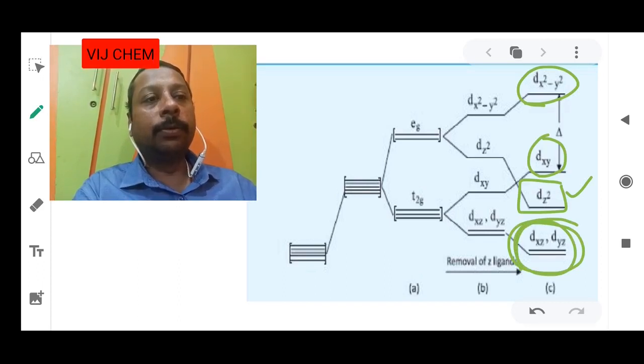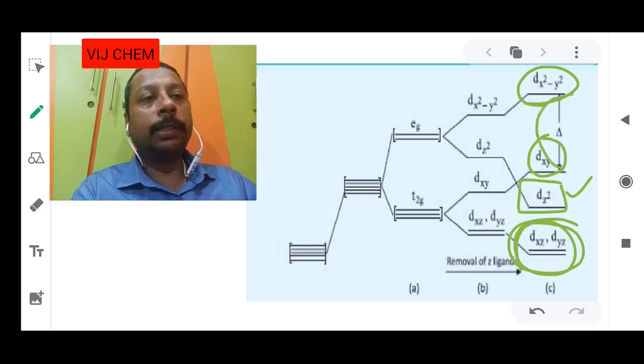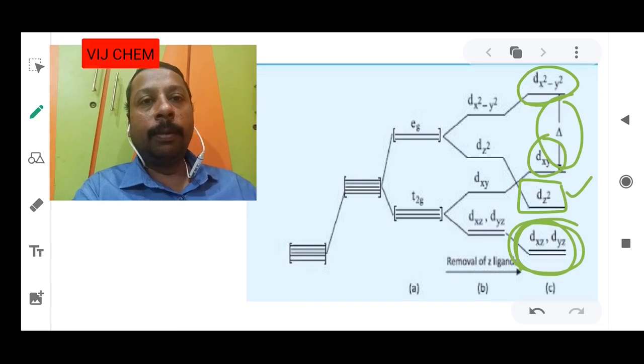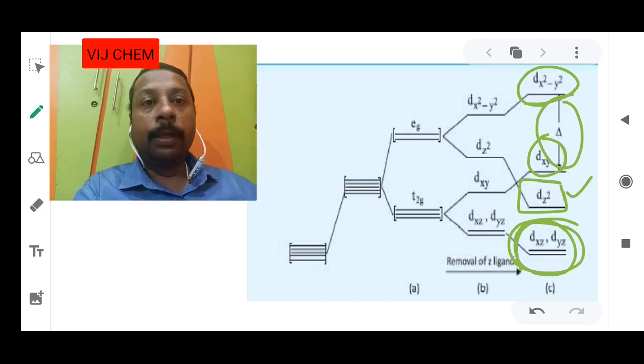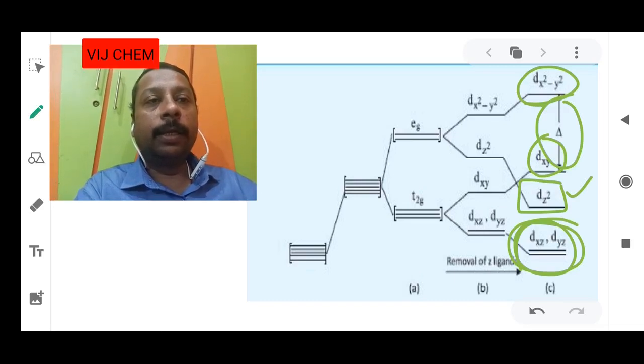Okay, so here this is considered as delta. Earlier this problem was not there. What is delta? Simply the difference between t2g and eg, or eg and t2g. In octahedral it is delta O, in tetrahedral it is delta T, and this is delta S, for the square planar complex.